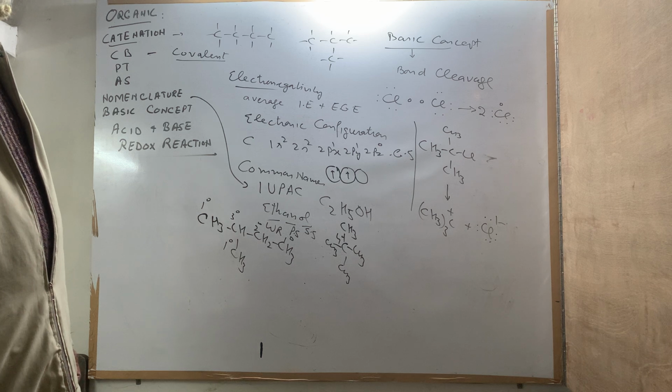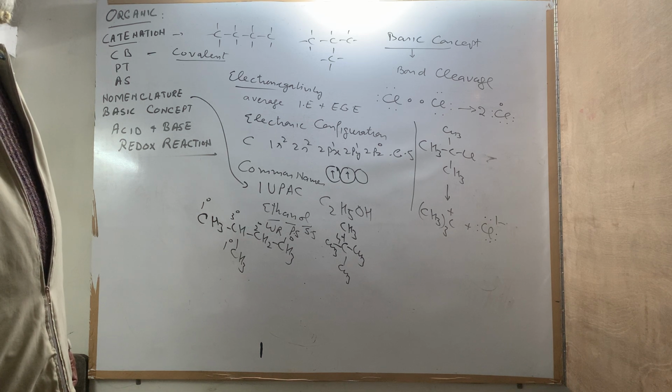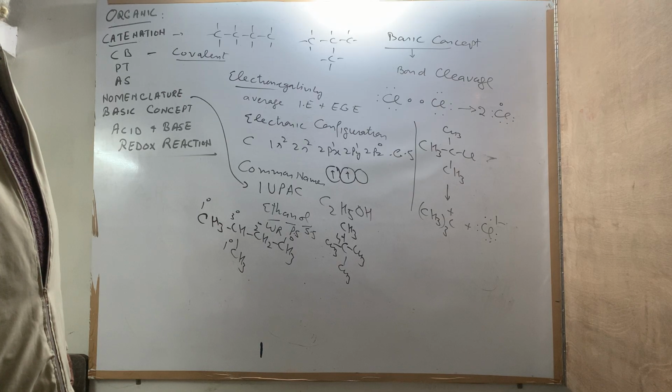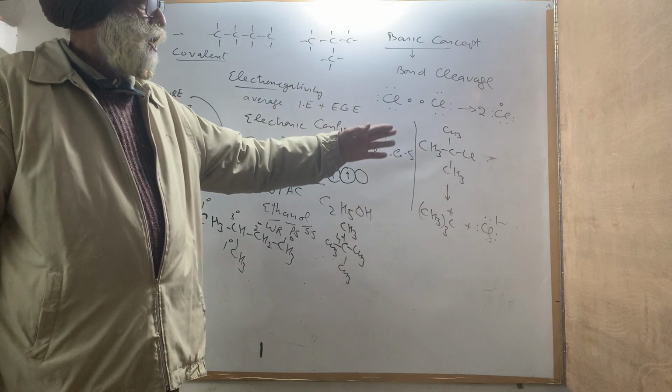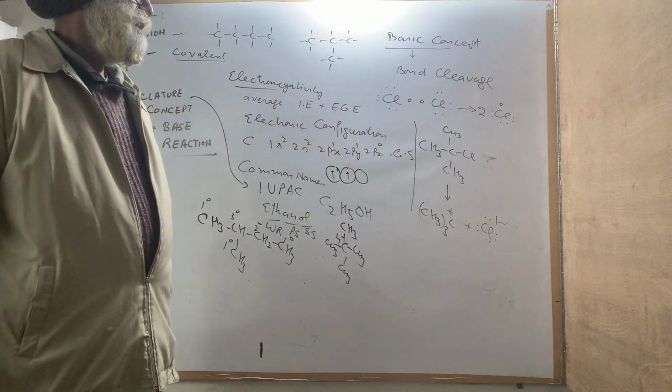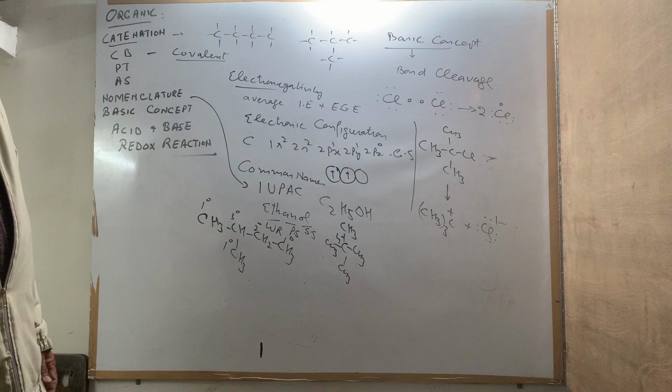Why are we talking about bond breakage? Because when we are studying reactions, the bonds are breaking in reactants and new bonds are formed in products. So how are bonds breaking? Bonds can break in a symmetrical fashion or unsymmetrical fashion. So this is what we mean by bond cleavage.